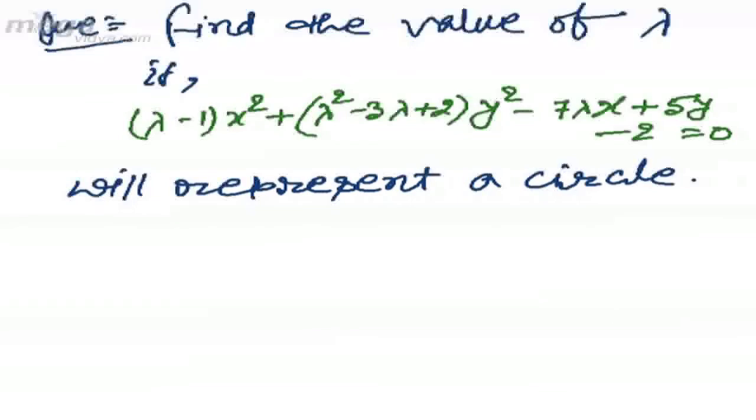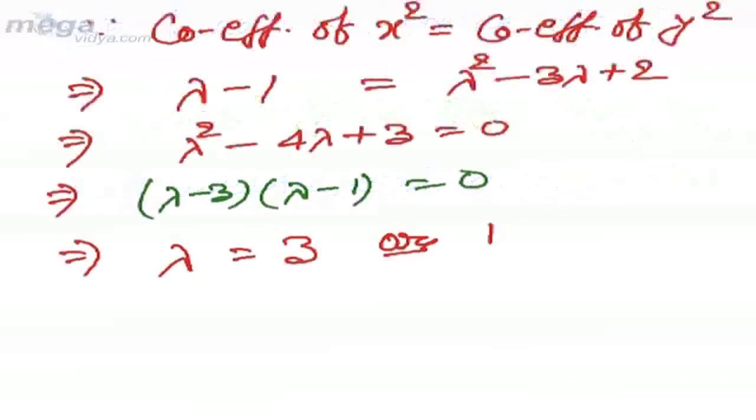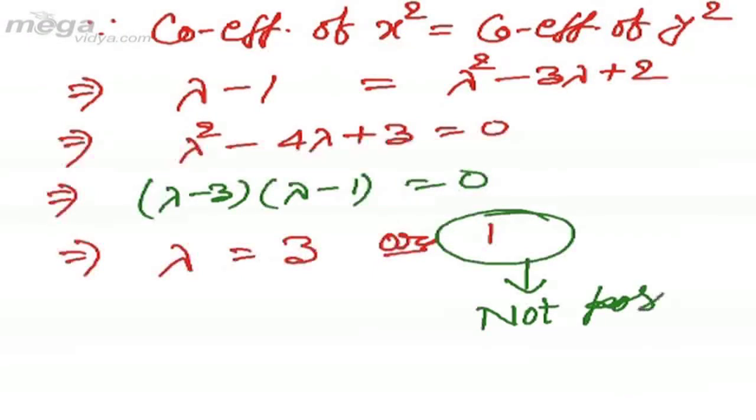1 square minus 3 into 1 plus 2. That means both the second degree terms will vanish. Only we will get a linear equation in x and y. And this linear equation always represents a straight line, not a circle. So this lambda equal to 1 is not possible.